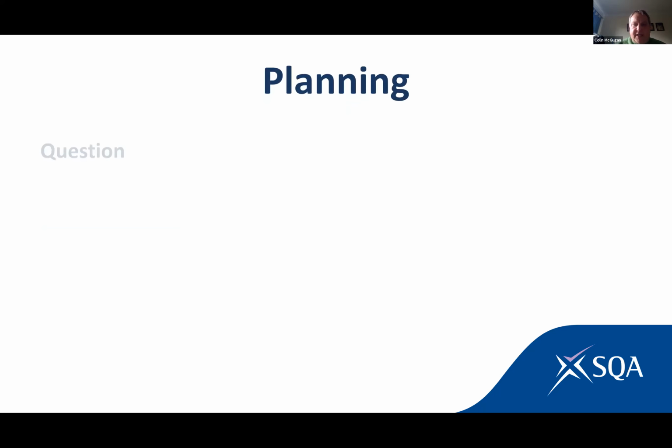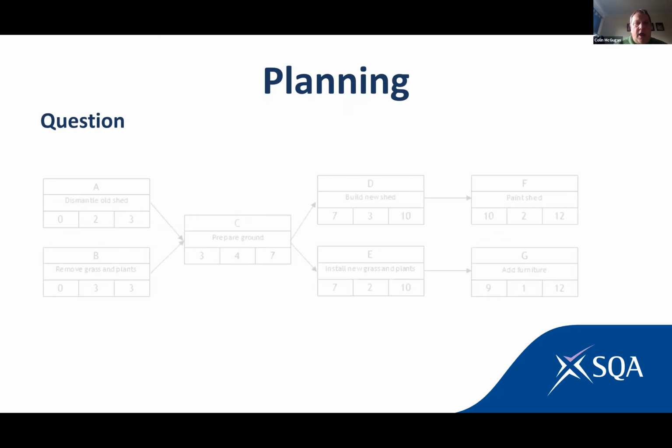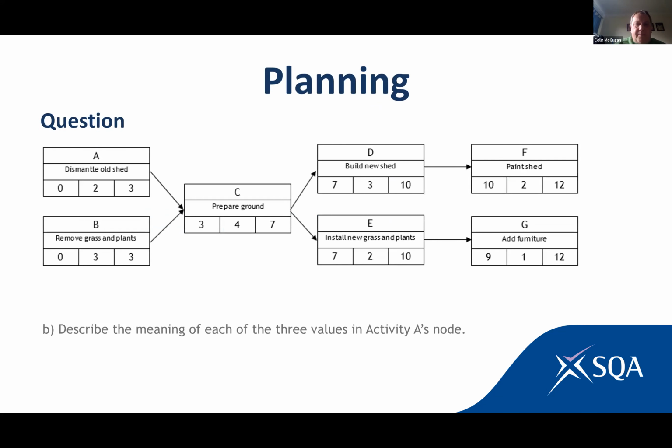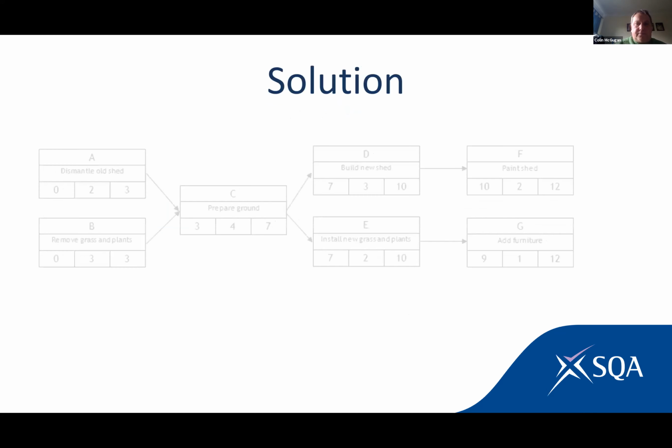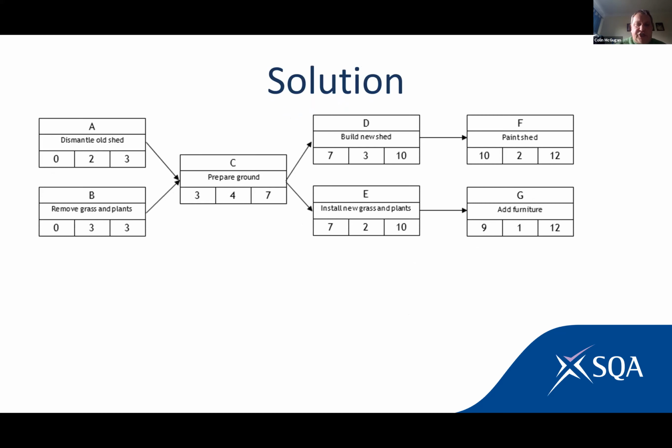So, continuing on with the planning, the question is now going to ask them about the values in activity A's nodes. So we've now got three values. We've got the 0, the 2, and the 3 in node A. So the solution for that is simply that the first value is the earliest time that the task can start at. So A is the first task, so it starts at time 0.